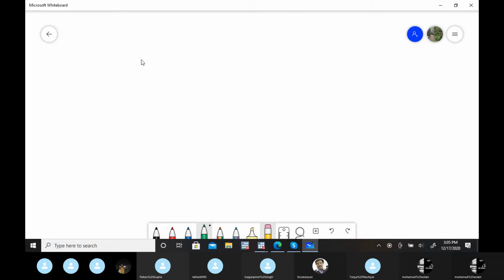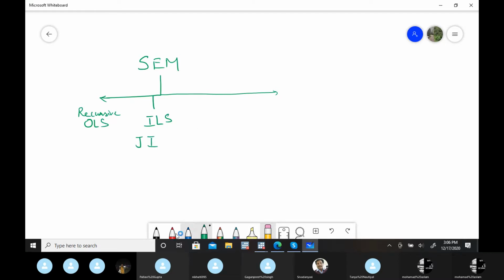In simultaneous equation models, we have 3 or 4 different types of models. OLS, that is for recursive models. Indirect least squares, that is for just identified equations. Then 2SLS, then 3SLS.